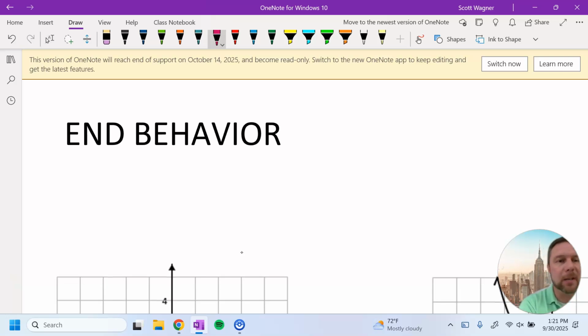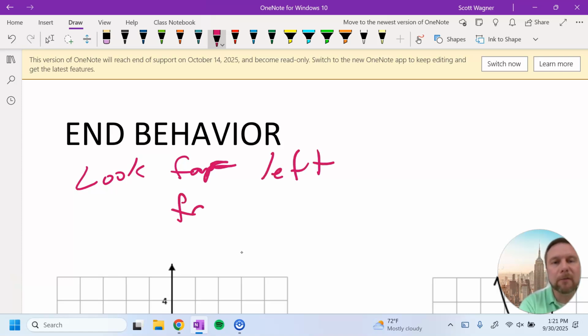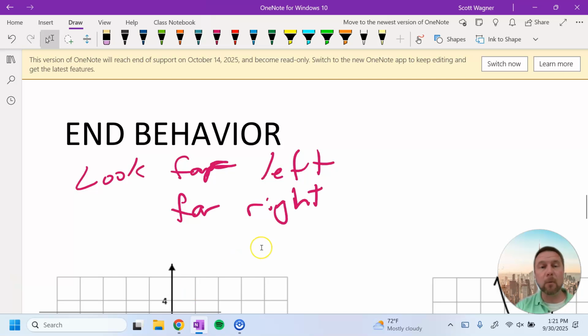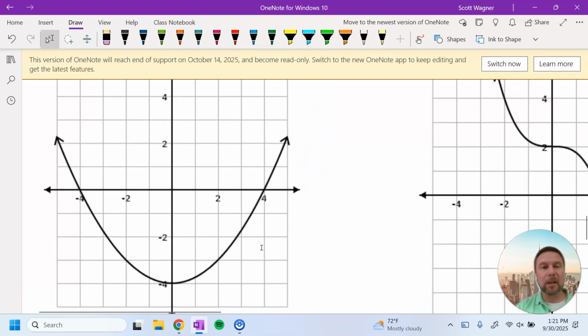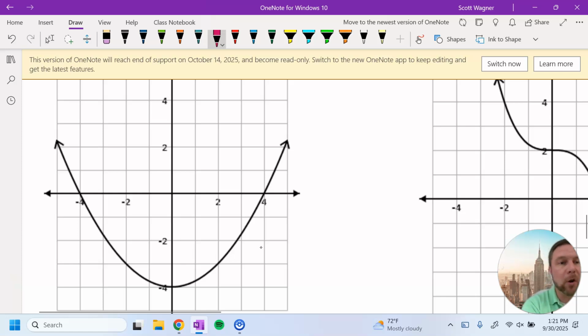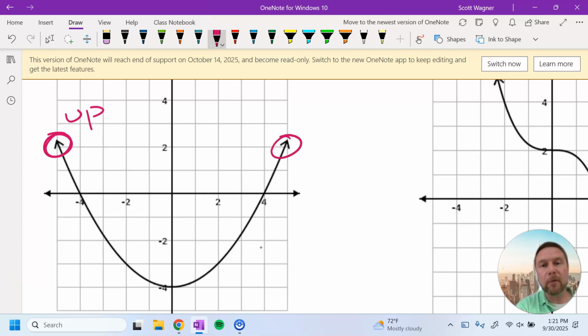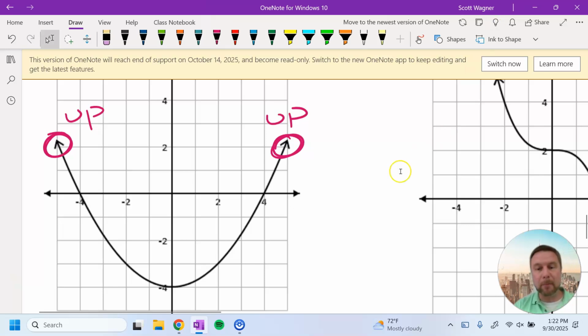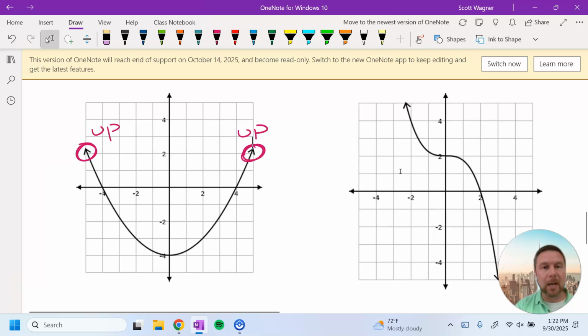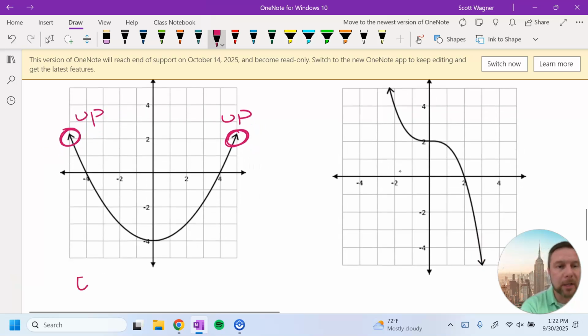And end behavior just means you're going to look to the far, far left, and look to the far right. All the way to the left and all the way to the right to try to figure out what's going on with this graph. So if I look at this guy right here, if I look to the far, far left, that's this side right here, the arrow's pointed up. And then if I look to the far, far right, this arrow's also pointed up. Therefore, I would say in that particular graph that my end behavior would be up, up, just like that. Left side goes up, right side goes up.